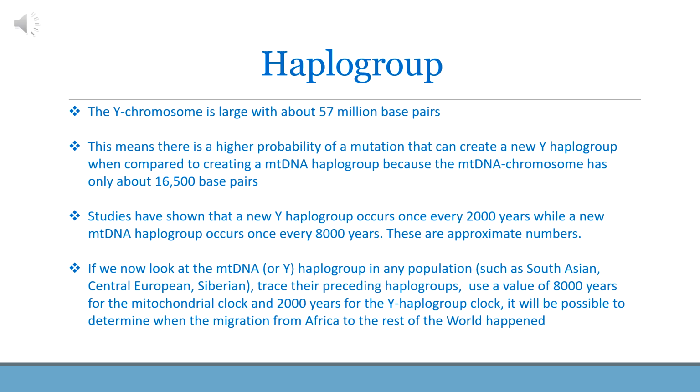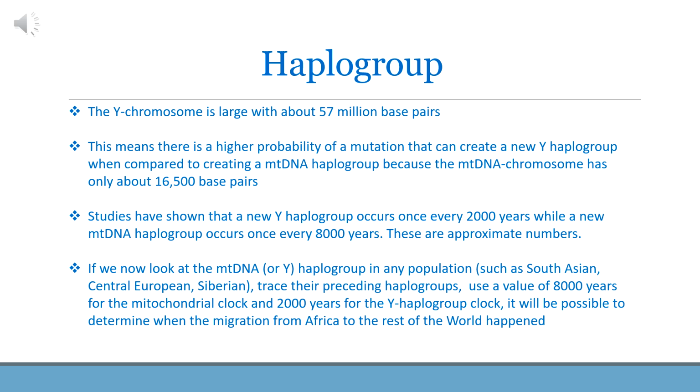The Y chromosome is large with about 57 million base pairs. This means there is a higher probability of a mutation that can create a new Y haplogroup when compared to creating an mtDNA haplogroup, because the mtDNA chromosome has only about 16,500 base pairs. Studies have shown that a new Y haplogroup occurs once every 2,000 years, while a new mtDNA haplogroup occurs once every 8,000 years. These are approximate numbers.